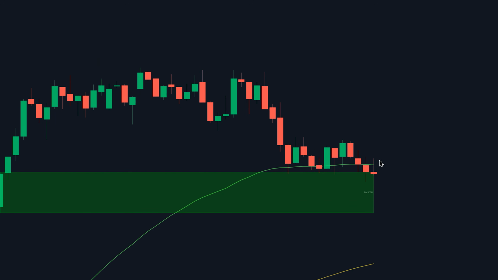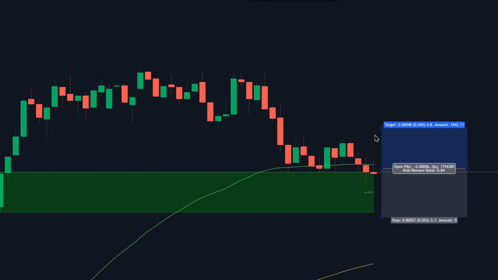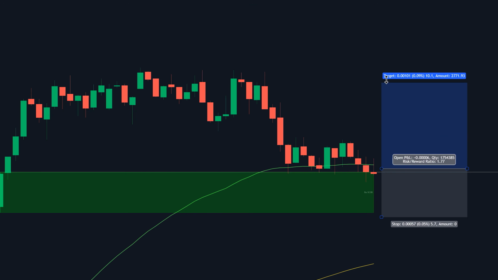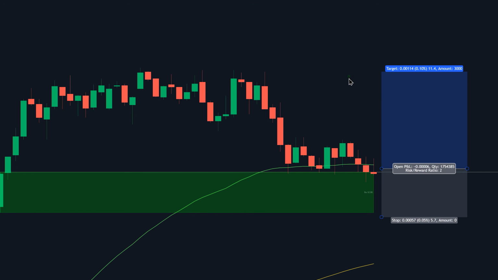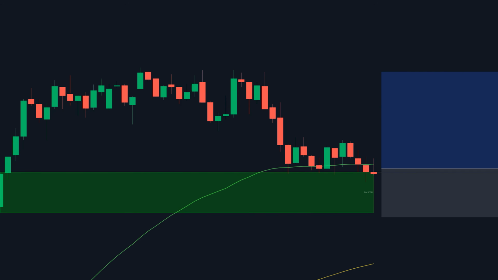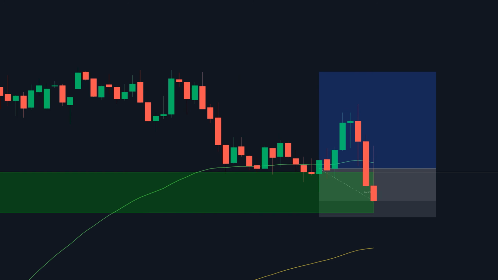Now, as soon as the candle closed inside the level, we placed a buy stop order just above the level. We set the stop loss under the level. Once this order is activated, we will be in the position with a target of 1 to 2 risk to reward ratio. And as you can see, that is exactly what happened, and the trade was profitable.